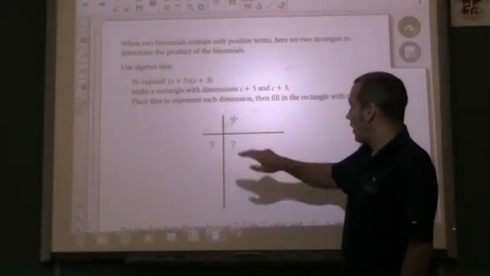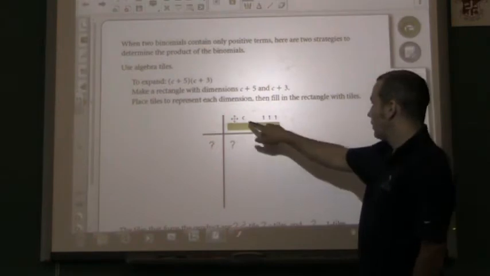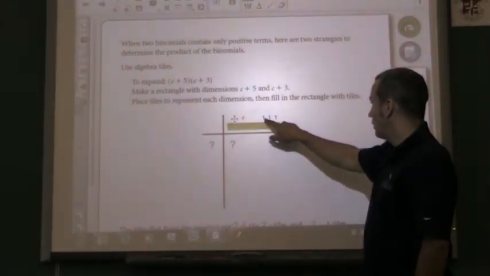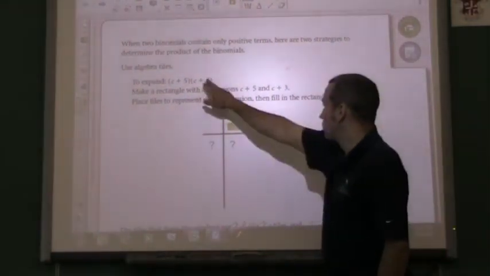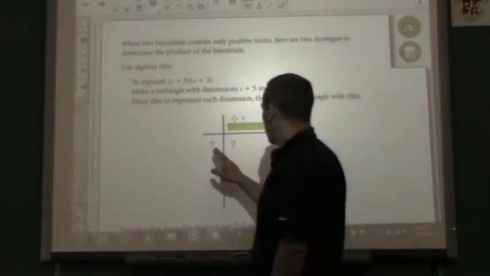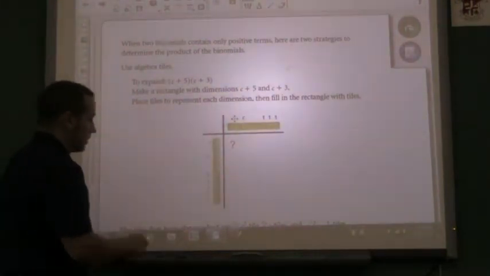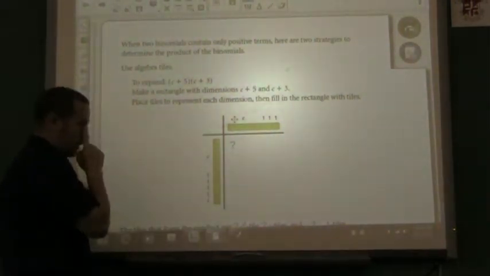So on the top, if I was multiplying c plus 3 together, you would put a c and then your three ones. Sorry, this is your c plus 3. So your c and your three ones units. And then on your side here, you would put the c plus 5. So there you fill it in like that.